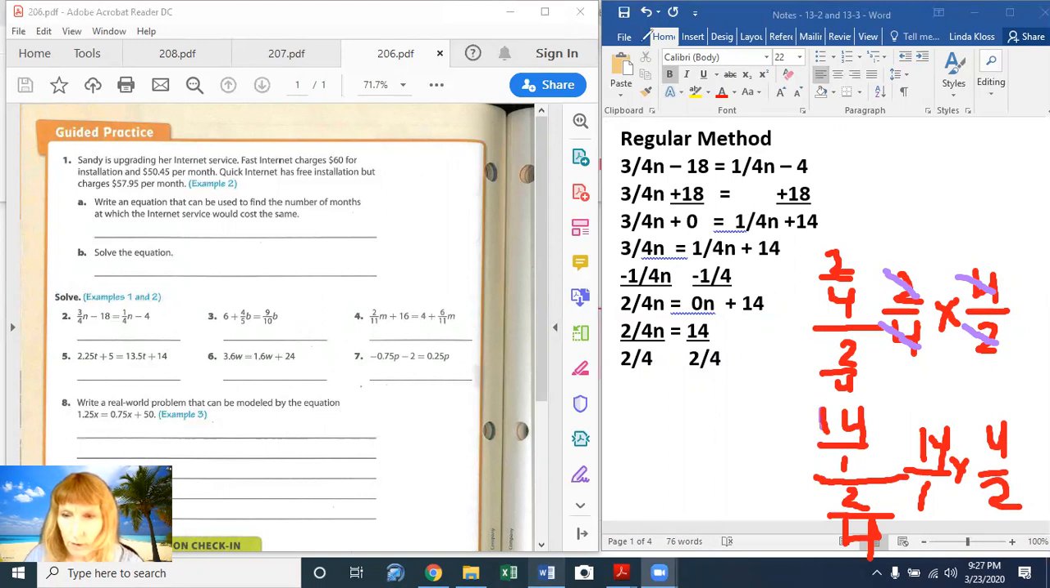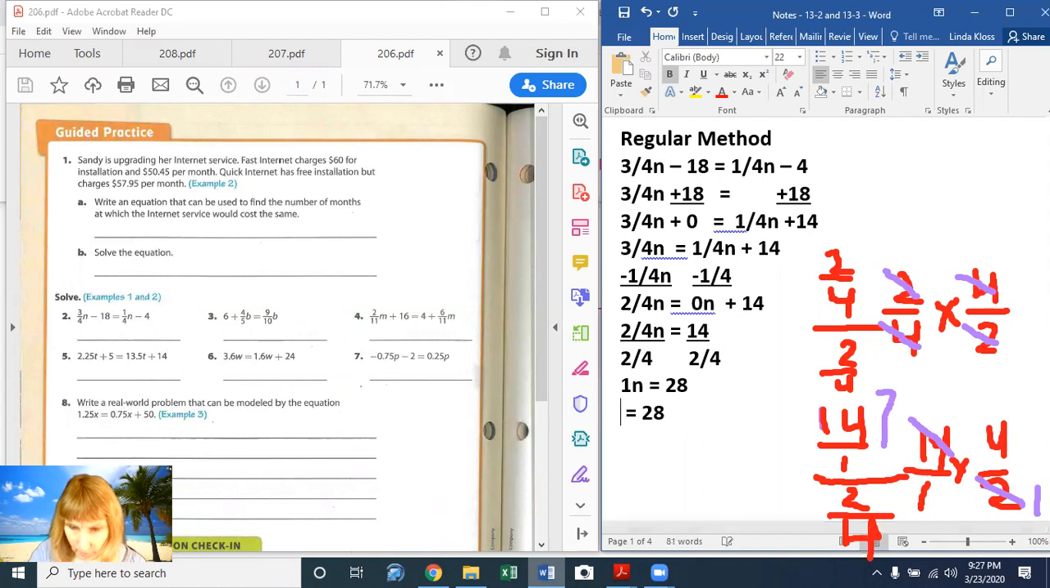Okay. I can cancel. 2 into 14 goes 7 times, and 2 into itself goes once. So I'm left with 7 times 4, or 28. So my answer then, the 2/4 will cancel out, leaving me with 1n equaling 28, or n equaling 28. Make that a lowercase n.